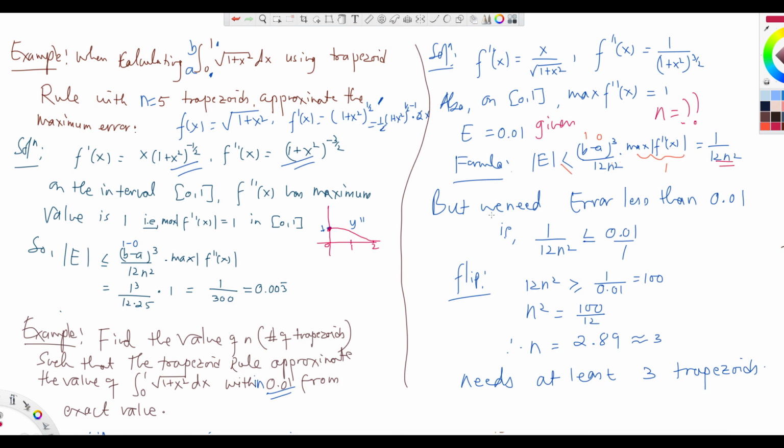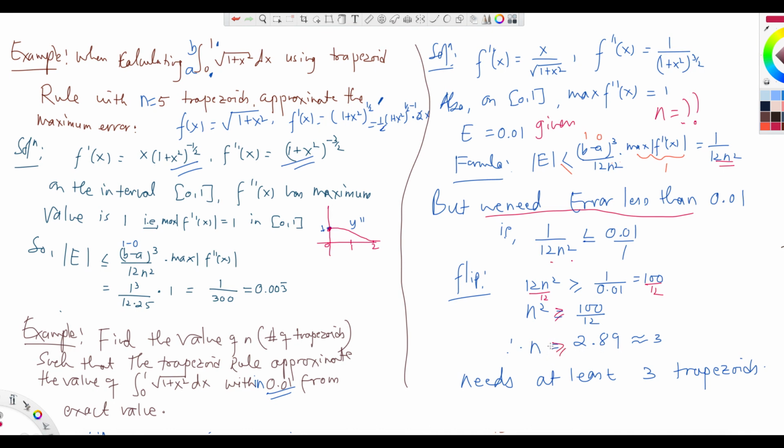Now what we want is the error less than 0.01. So we set 1 over 12n squared less than or equal to 0.01. How do I solve for n? You flip. If you flip, you will get this on the top, that on the bottom. But when you flip the fractions, the inequality will reverse. That means 12n squared, which was less than or equal, now becomes greater than or equal to 1 over 0.01, which equals 100. So n squared must be divided by 12 on both sides. Dividing by 12, you get n squared is greater than or equal to 100 over 12, right? And if you take the square root, you get n is greater than or equal to 2.89.